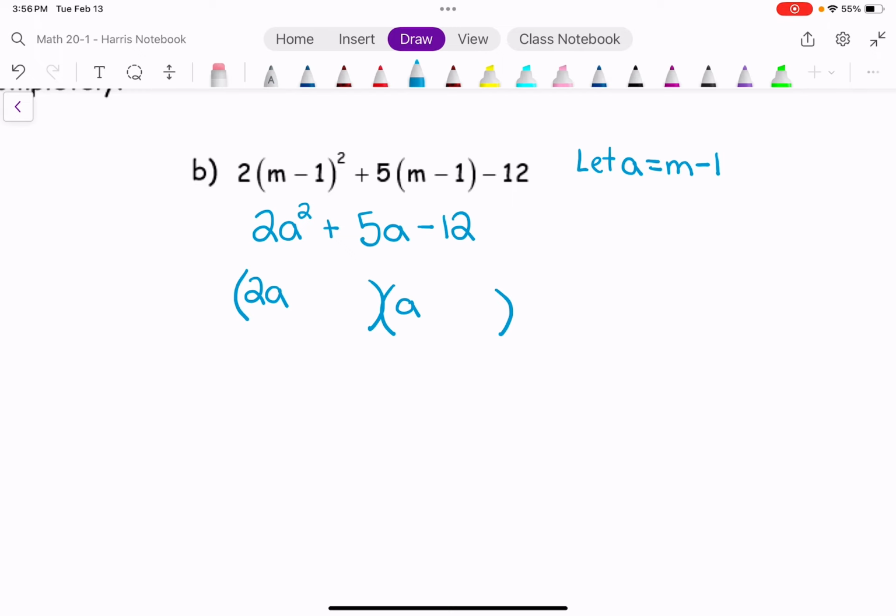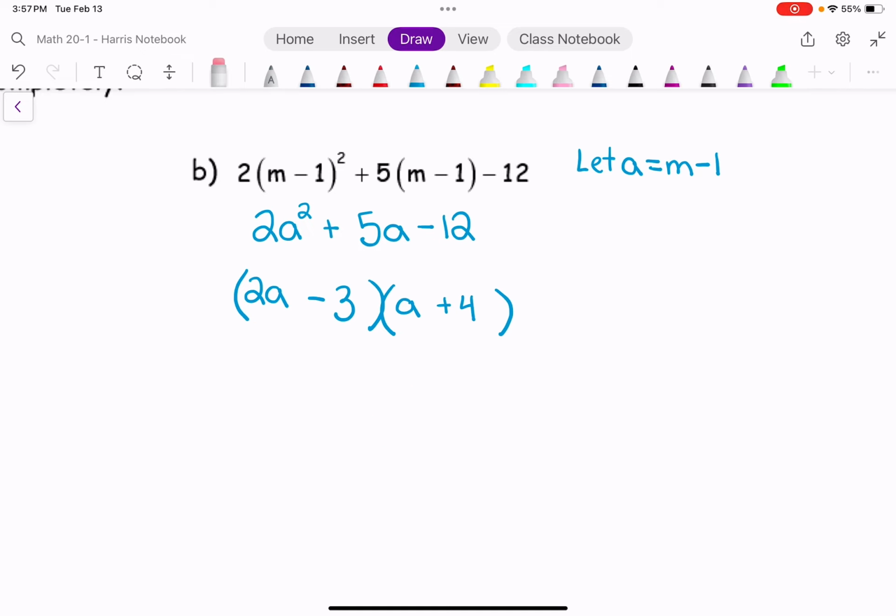So I have -3, -4. My negative 3 is going to go here. My positive 4 is going to go here. Okay, this is me just going really quick with it. If you need to slow it down, you need to know that negative 3a gives me negative 3a, and 2 times 4 gives me positive 8a. I know that negative 3a plus 8a gives me 5a. Totally okay. I'm just going to speed this up a little bit.